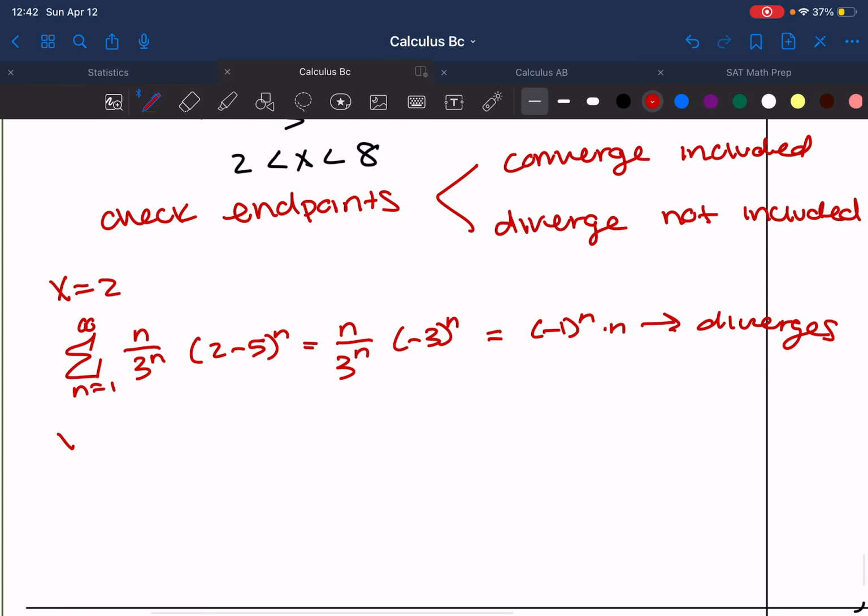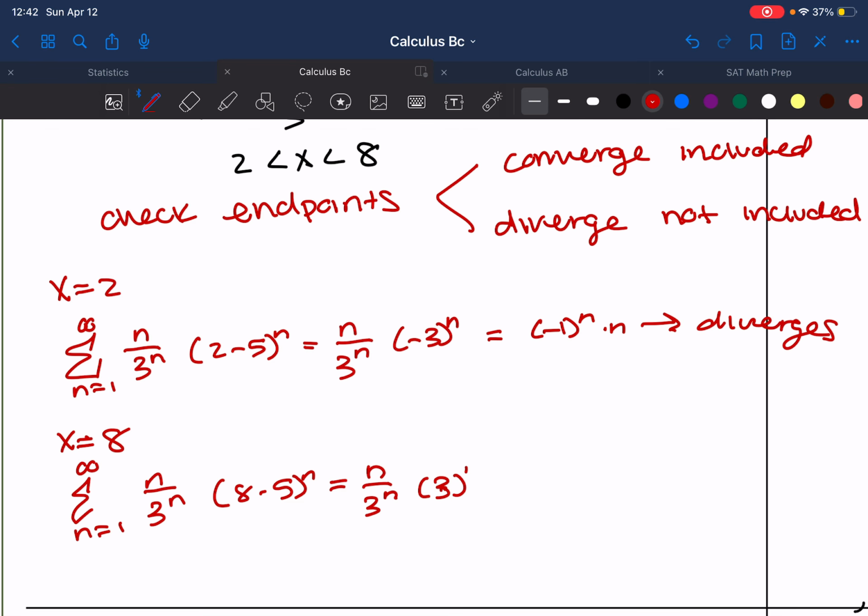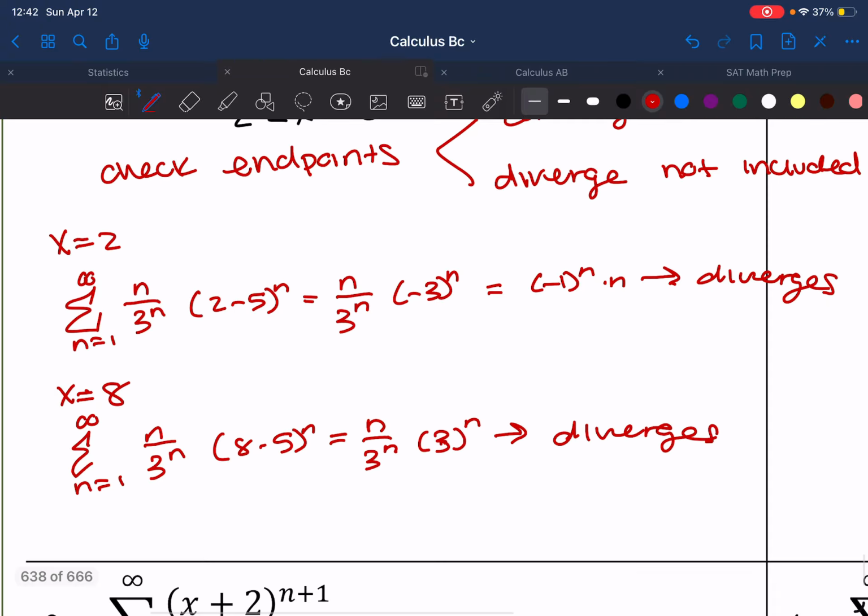So now I do x equals 8. So the summation of n equals 1 to infinity of n over 3 to the n times 8 minus 5 to the power of n. This gives me n over 3 to the n times 3 to the power of n, which diverges, which means x equals 8 is not included in the interval. And so for my answer, I have 2 is less than x less than 8.